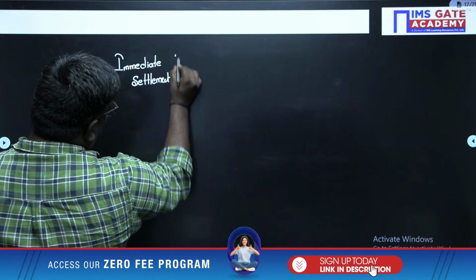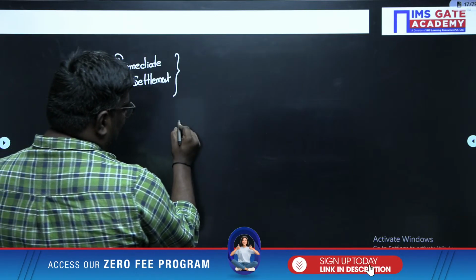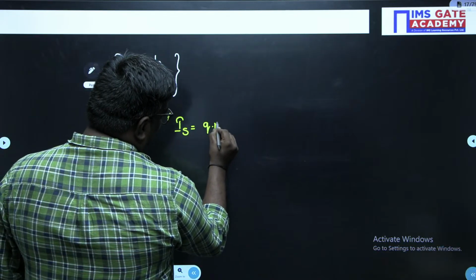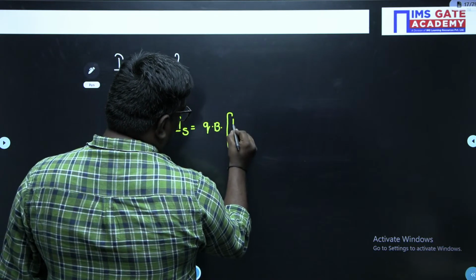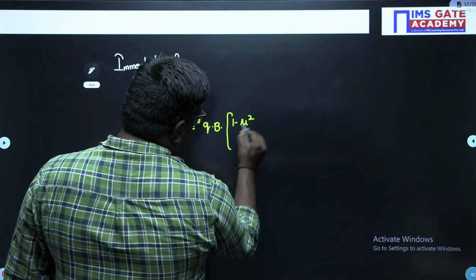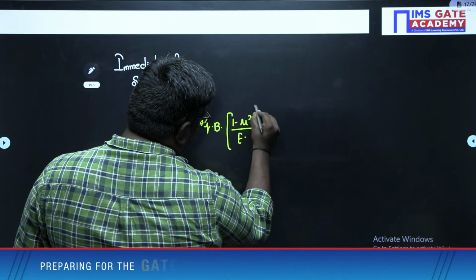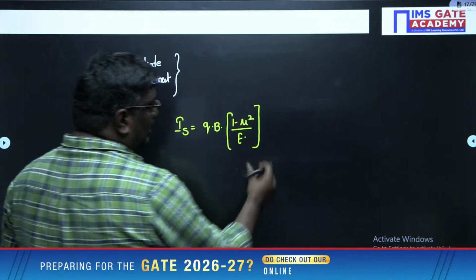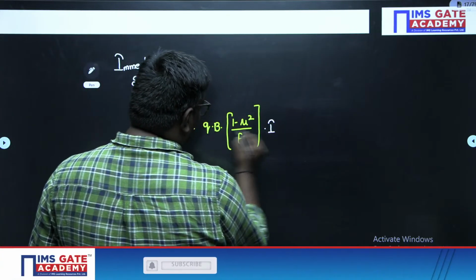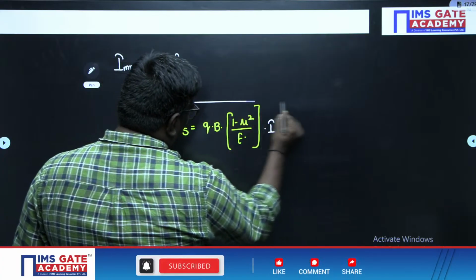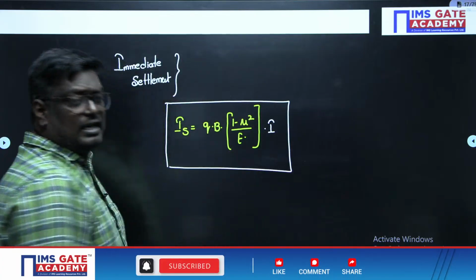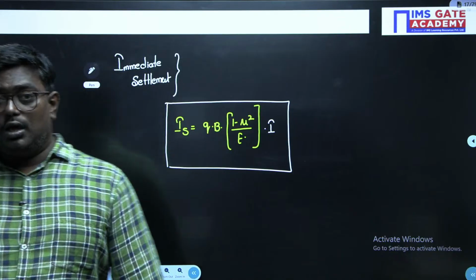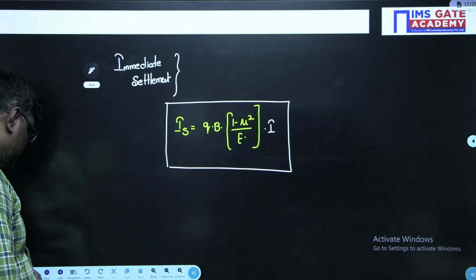The formula for immediate settlement is given as Q, the intensity of pressure, into B into 1 minus mu square upon E, where mu is the Poisson's ratio, E is the Young's modulus, into influence factor. This influence factor is for rigid footing and for flexible footing. It depends on L by Z and B by Z ratios. Okay, so please write down this, my dear student.